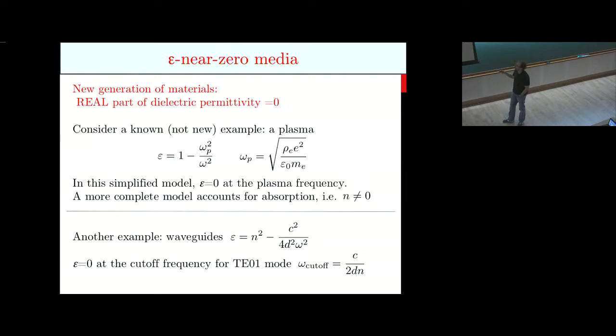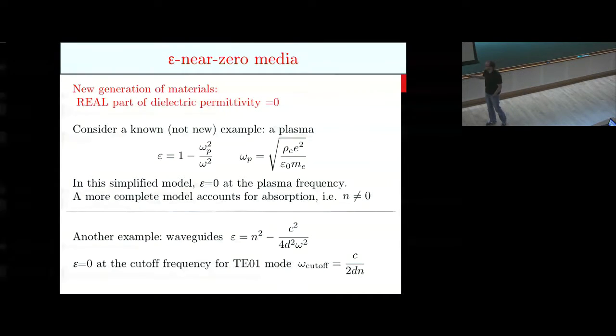Think, for example, of a plasma. This is the dispersion relation, the electric permittivity of a plasma, and you can see that when the frequency of your light beam reaches the plasma frequency, this epsilon here will go to zero.